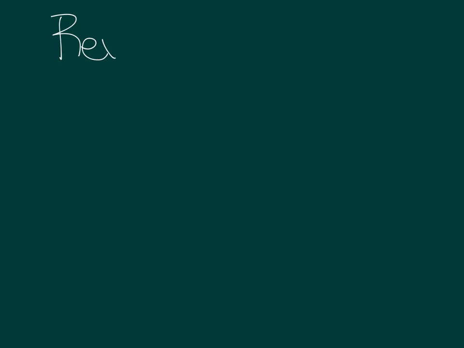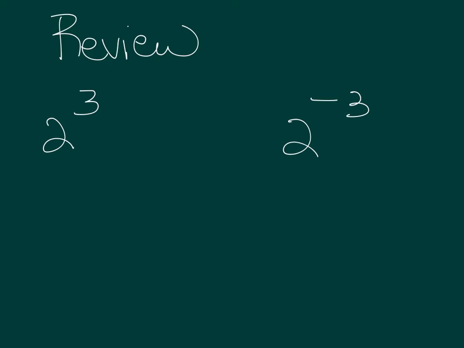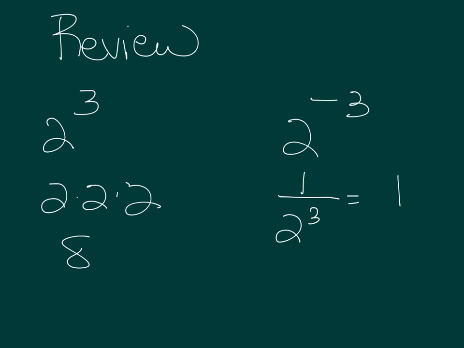So if we review very quickly the differences between positive and negative exponents. If I have 2 to the third and 2 to the negative third, we need to understand that those mean completely different things. 2 to the third is 2 times 2 times 2, which is 8. And then we talked about last week how 2 to the negative third is actually 1 over 2 to the third, which is 1 over 8. So the negative exponent actually makes this a fraction or reciprocal.